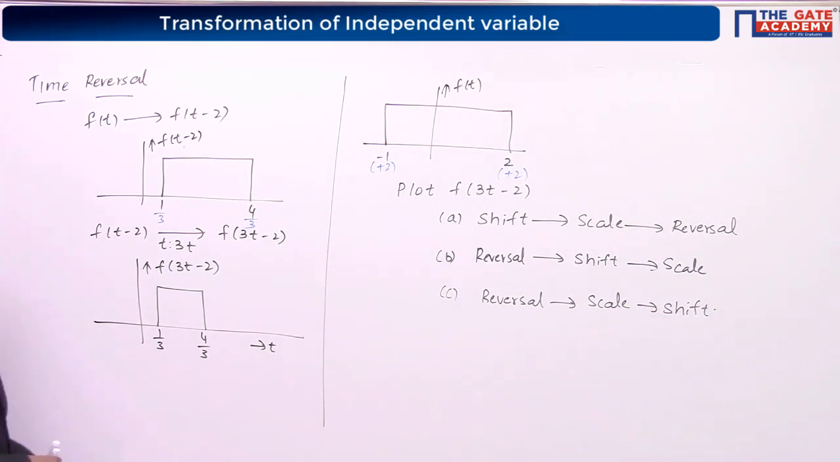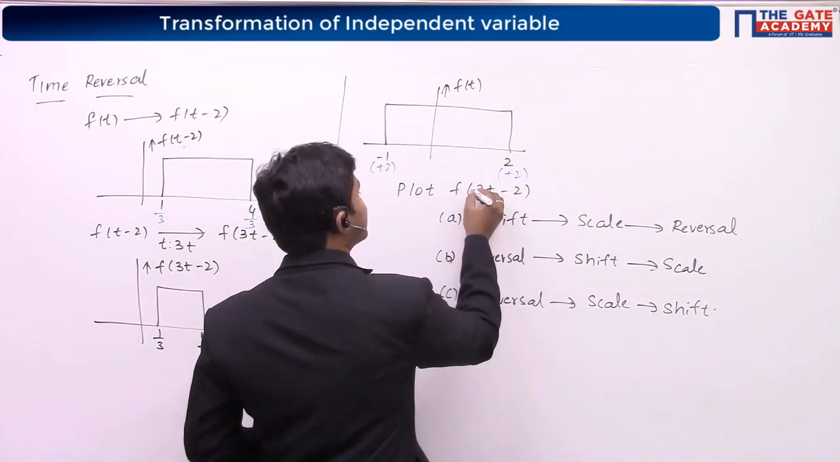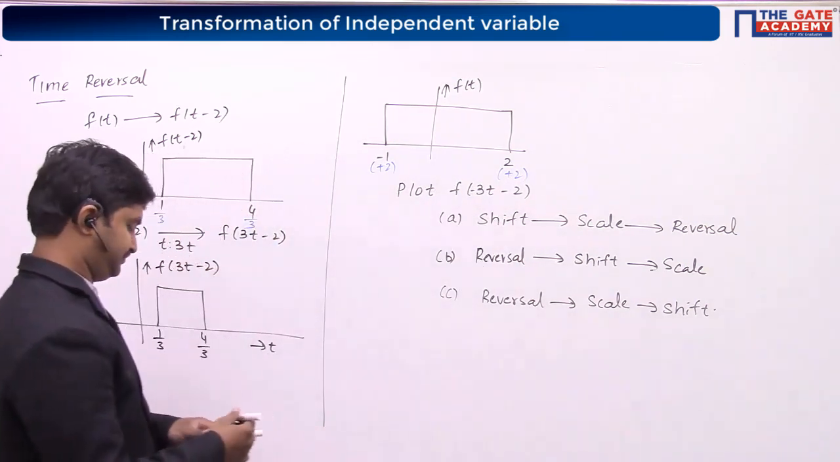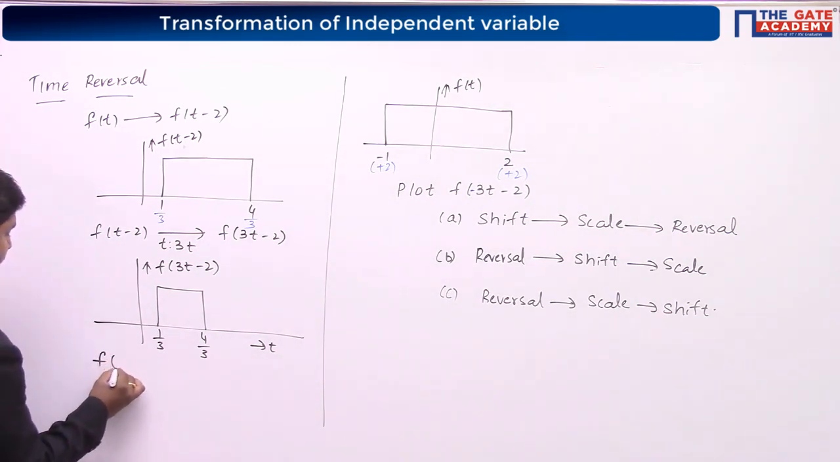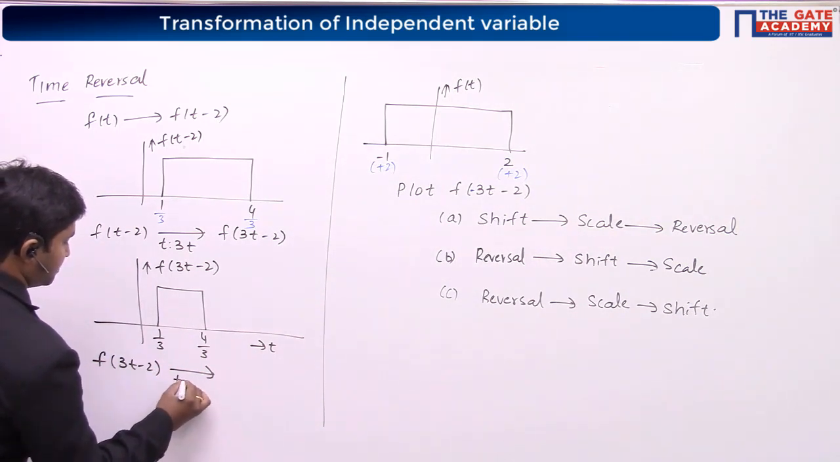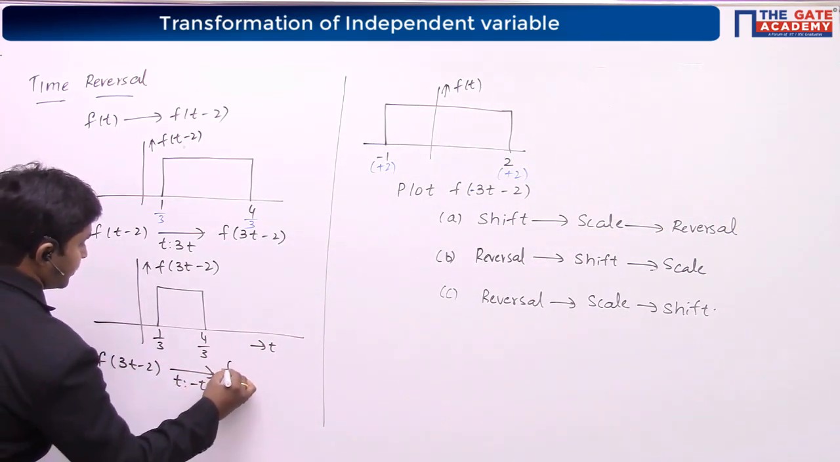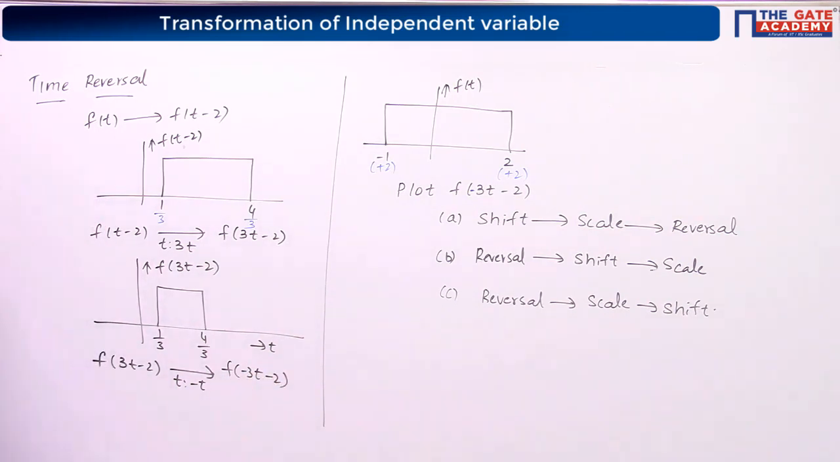Right? So we haven't taken a reversal in this case. So we will also take the reversal. Okay? We will also take the reversal. So the last operation is f of 3t minus 2. T becomes minus t. F of minus 3t minus 2.